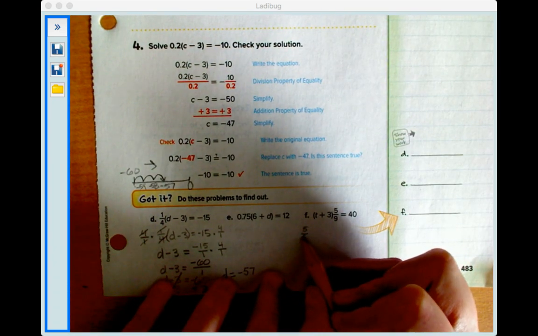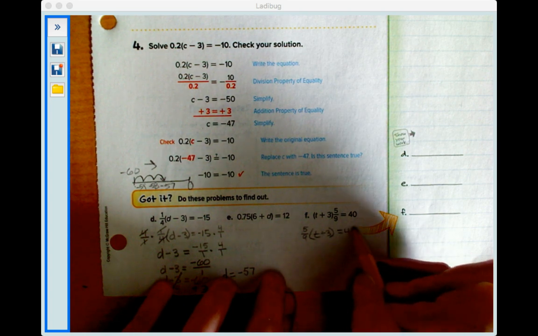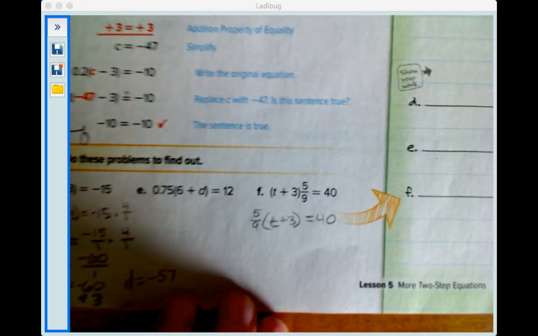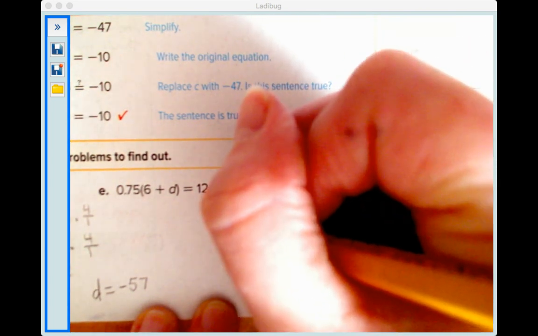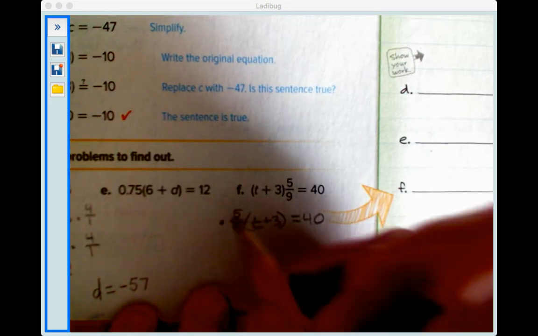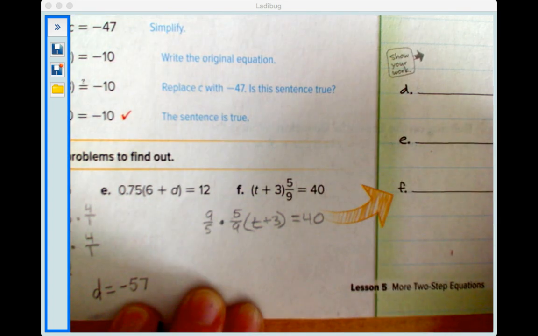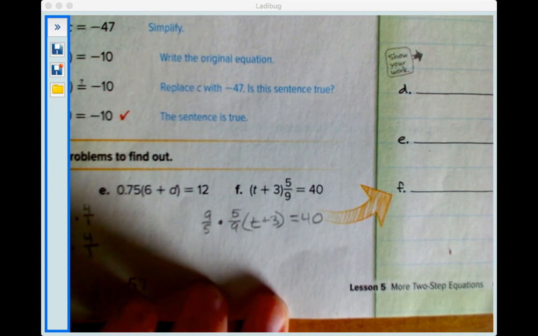So 5 over 9 t plus 3 equals 40. So now that I've flipped it, it'll be easier to write with. So I'm going to zoom in here so you can see what I'm doing. So we will flip our fraction and multiply. So 5 over 9 turns to 9 over 5 on both sides.